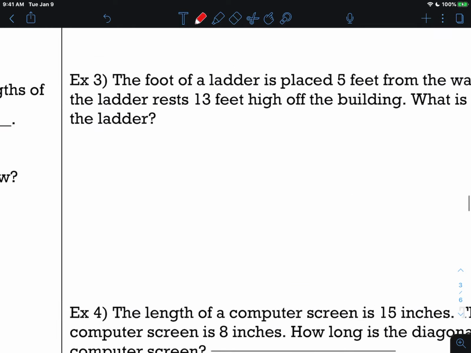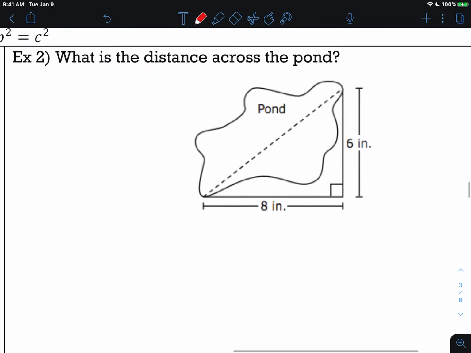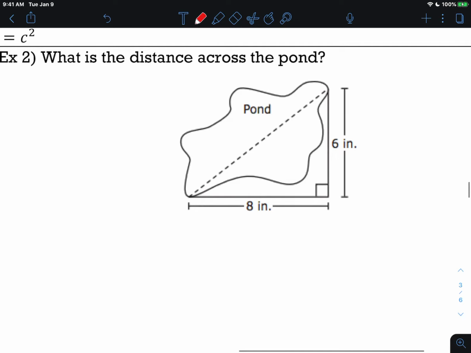Okay, let's take a look at the next one. So here they're asking, what is the distance across the pond? Well, they're doing this on purpose to kind of confuse us, right? Because they have all these crazy drawings and all kinds of things here. But really, I'm just looking for this dotted line, this purple part. So let's go ahead and label these.